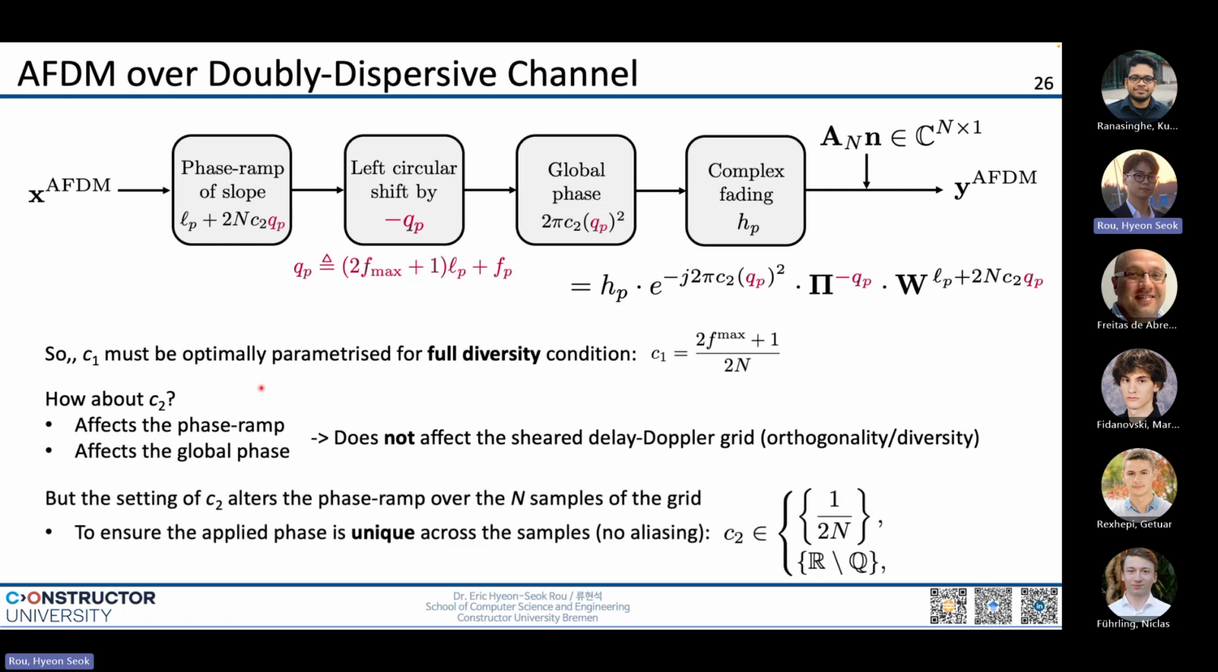But what it does change is the phase ramp, and this means that we have to set C2 at least to ensure that the phase ramp does not wrap around and become periodic, and that this has some aliasing. So the easy way to ensure this is by simply setting C2 to 1 over 2N, such that it cancels out and it lies in a perfect period. Or we just set C2 to be some irrational value such that periodic aliasing cannot happen. So these are the two not optimal conditions, but at least the minimal conditions on C2 that have to be set to ensure the full uniqueness of the different samples and the paths.